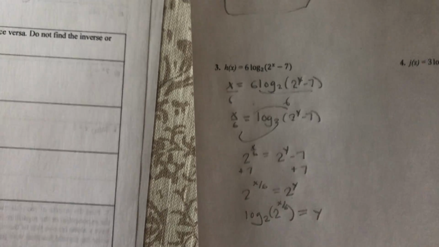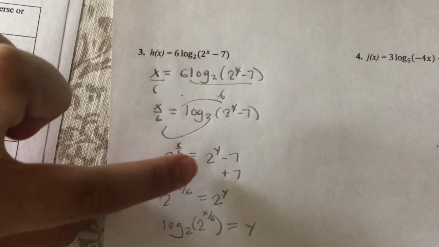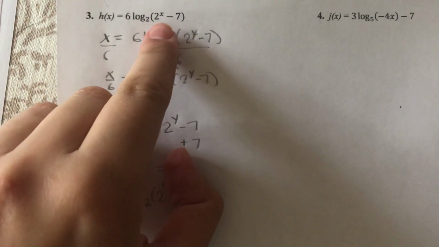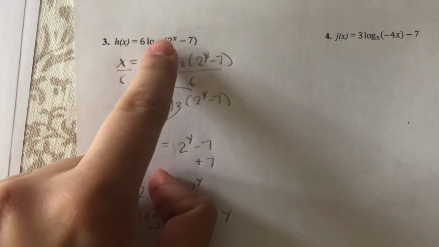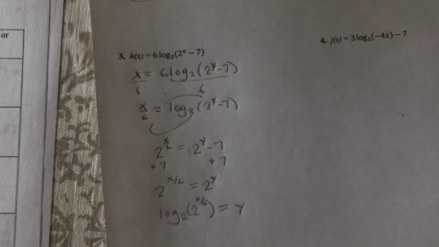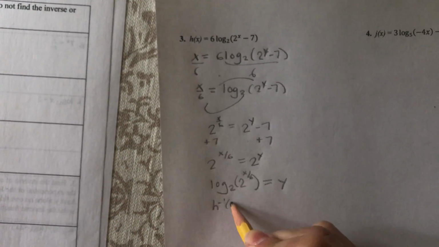So basically, I had to reverse it twice. I started with a log, I changed it to an exponential, and I put it back into a log. And the only purpose of that is because there was that extra exponential on the inside, the 2 to the x. So log base 2 of 2 to the x over 6 is your inverse. I'm going to do my inverse function notation.